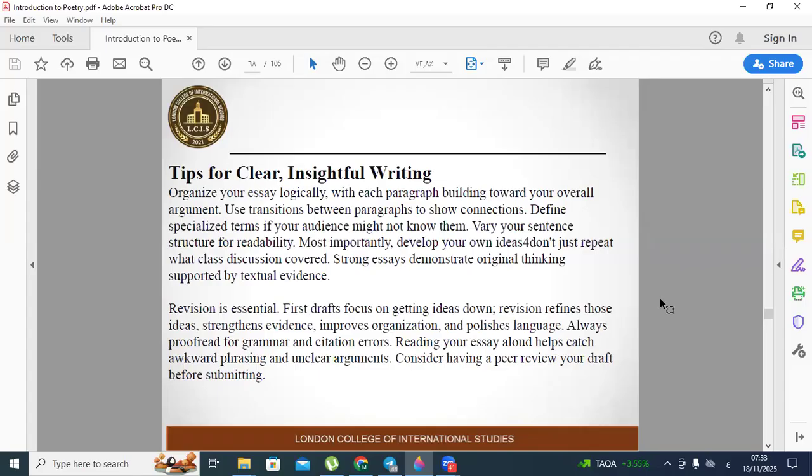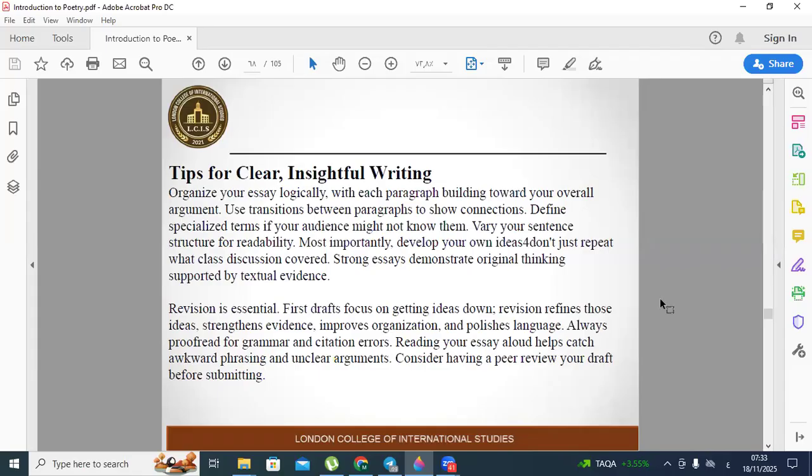The importance of revision. Revision is absolutely essential. First drafts focus on getting ideas down. Revision refines those ideas, strengthens evidence, improves organization, and polishes language. Always proofread for grammar and citation errors. Small errors undermine your credibility. Reading your essay aloud helps catch awkward phrasing and unclear arguments. You will hear problems you do not see.